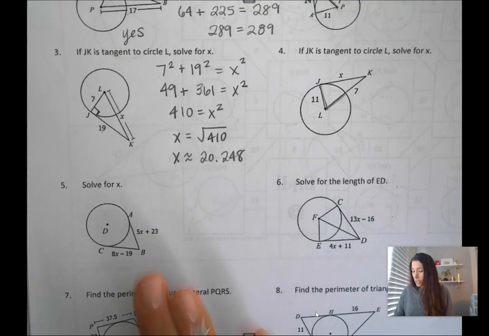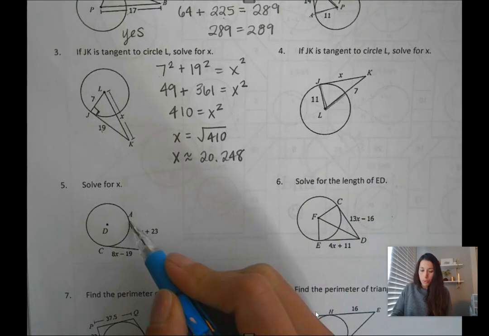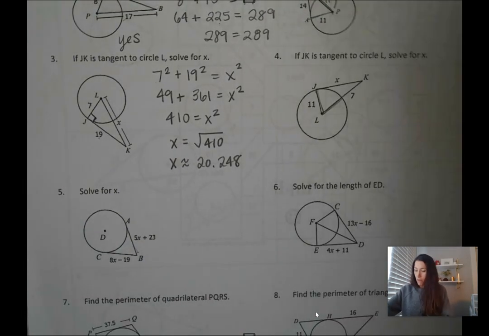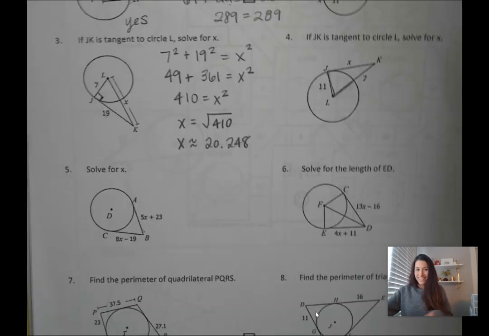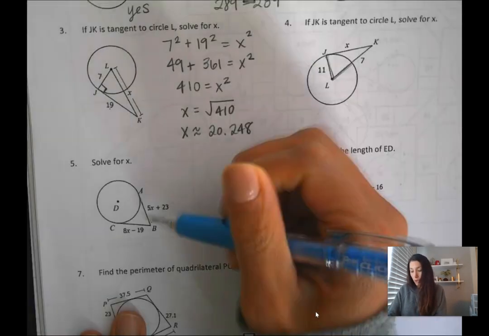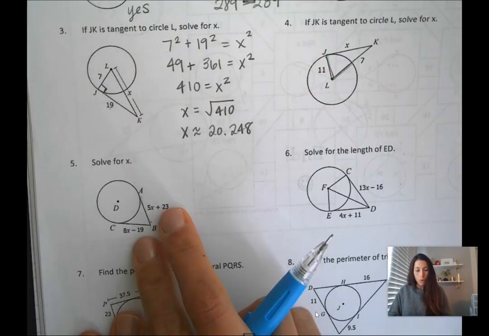The next set of questions here, remember in our toolkit, we just discovered that if two lines are tangent to a circle and they meet at the same point, they're going to be equal.